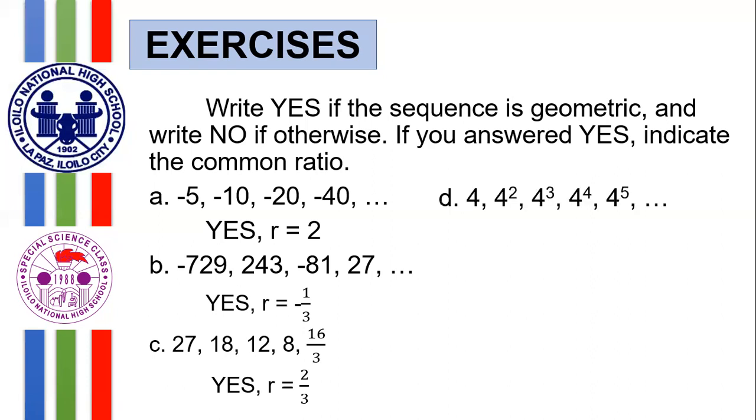How about the fourth one? 4, 4 squared, 4 cubed, 4 to the fourth, 4 to the fifth, and so on. So if you could see, if you divide 4 squared by 4, 4 squared is 16 divided by 4, that's 4. 4 cubed is 64 divided by 4 squared, that's also 4, and so on.